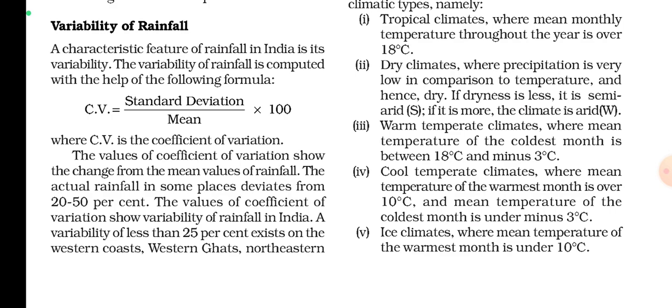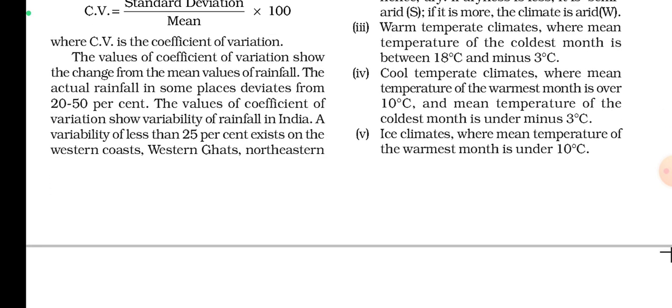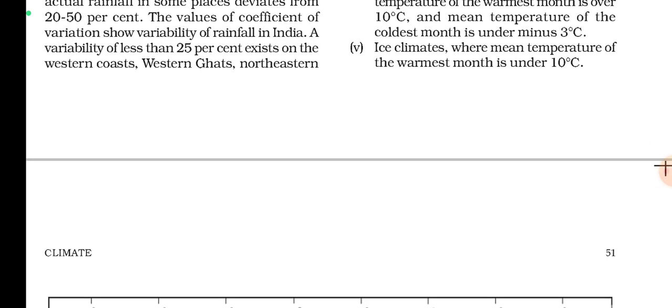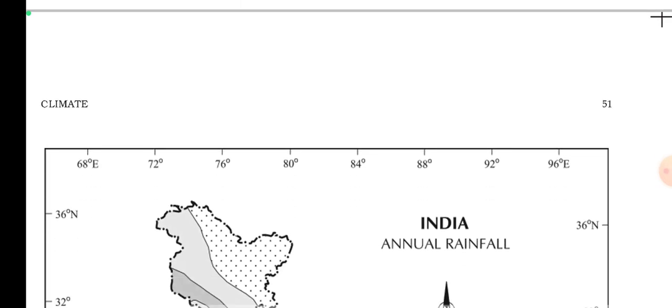Warm temperate climates, where mean temperature of the coldest month is between 18 degrees Celsius and minus 3 degrees Celsius. Cool temperate climates, where mean temperature of the warmest month is over 10 degrees Celsius and mean temperature of the coolest month is under minus 3 degrees Celsius. Ice climates, where mean temperature of the warmest month is under 10 degrees Celsius.